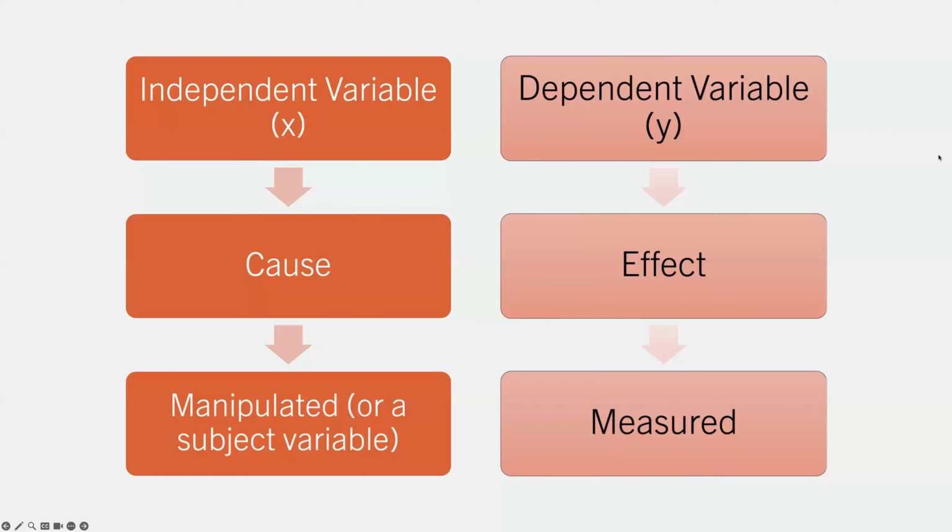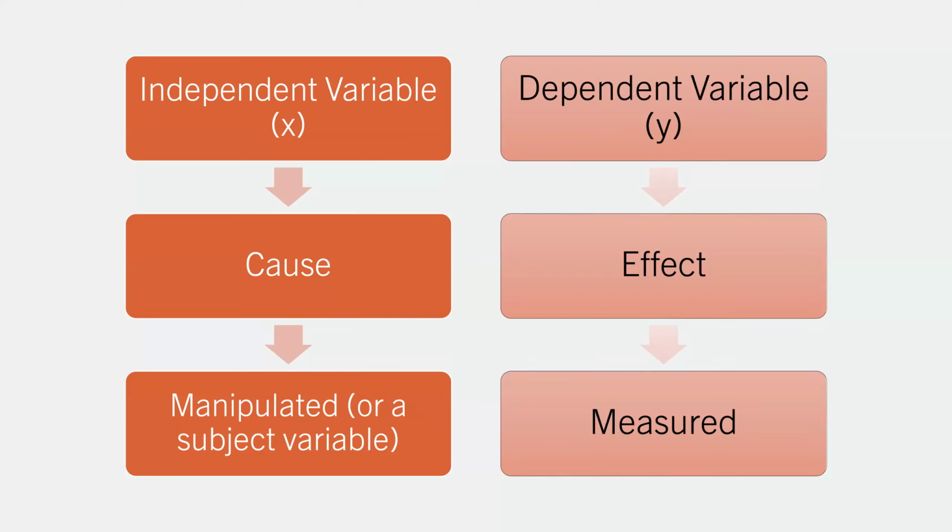So independent variables, also referred to as X, is considered the cause. When we talk about an independent variable, it is independent of what else is going on in the study. It shouldn't be affected by other variables in the study. And we'll talk a lot more about this when we discuss experimental studies, but the basic idea is that independent variables are the cause.